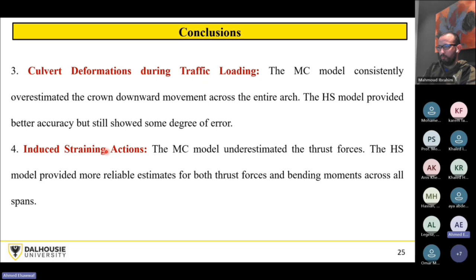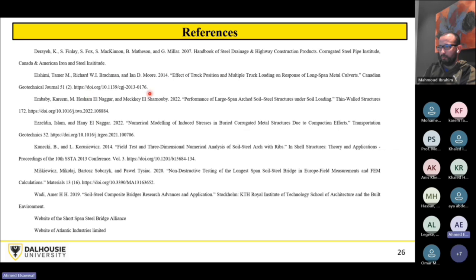The straining actions and the internal forces are not a big deal, but you must consider that the Moore column model, as we have seen, underestimated the thrust forces. And if you are doing value engineering, you must consider this, especially for buckling considerations, because buckling in large spans is very critical. So that's it for now.